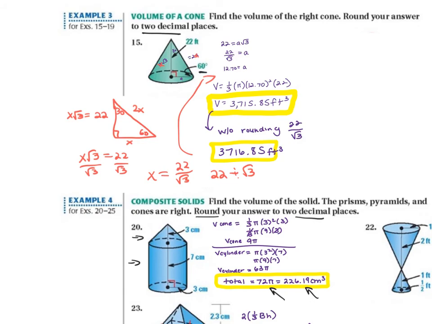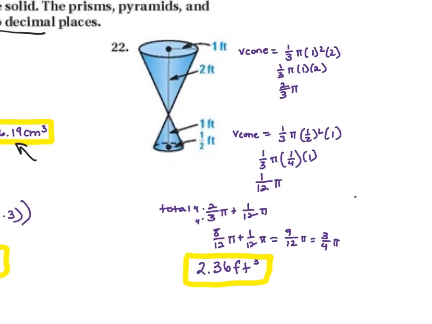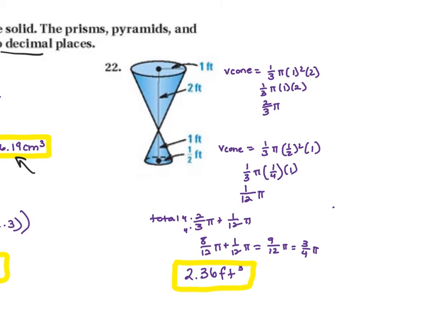Go down here again to now number 22. 22, these are 2 cones. So you'll find the volume of the top cone and the volume of the bottom cone. And then you'll add them together. So 2/3 plus 1/12, we need to find a common denominator. Common denominator is 12. So then once you find the common denominator, add them and you get 9/12, which simplifies to 3/4. So left in terms of pi, it would be 3/4 pi. But if you multiply 3/4 times the pi button, you get 2.36 feet cubed.